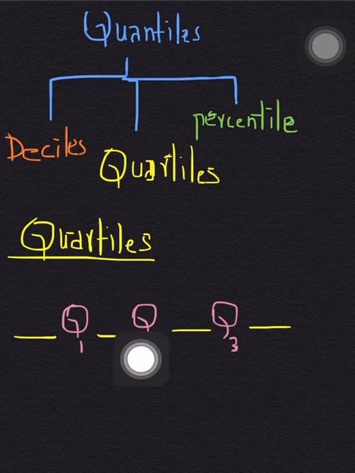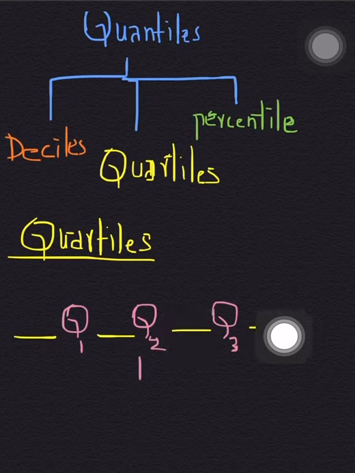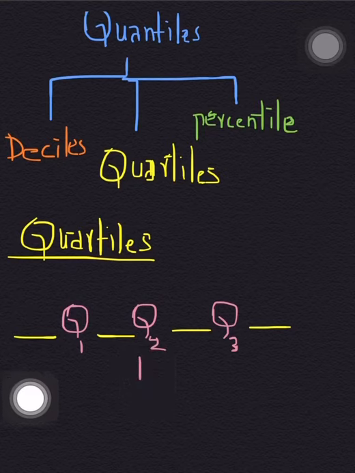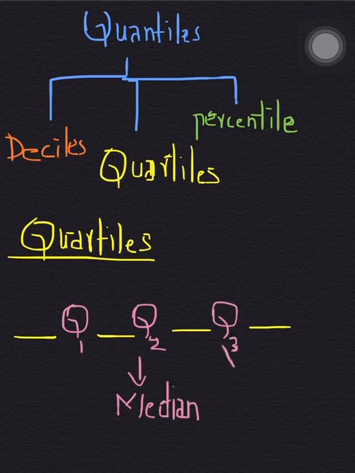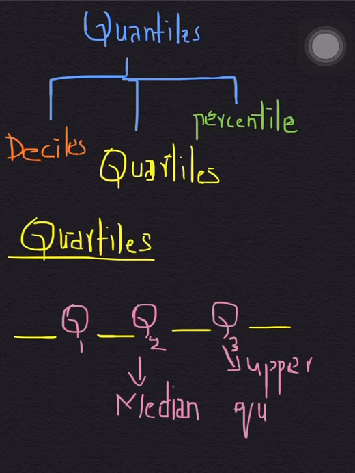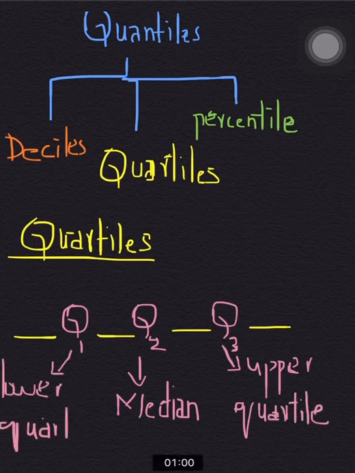And this middle value, as you can see here, divides the data into two equal parts. So this is equivalent to the median, or I can say Q2 is basically your median. Now further is Q3, that is known as the upper quartile, and Q1, that is known as the lower quartile. So this is the basic idea for the quartiles.